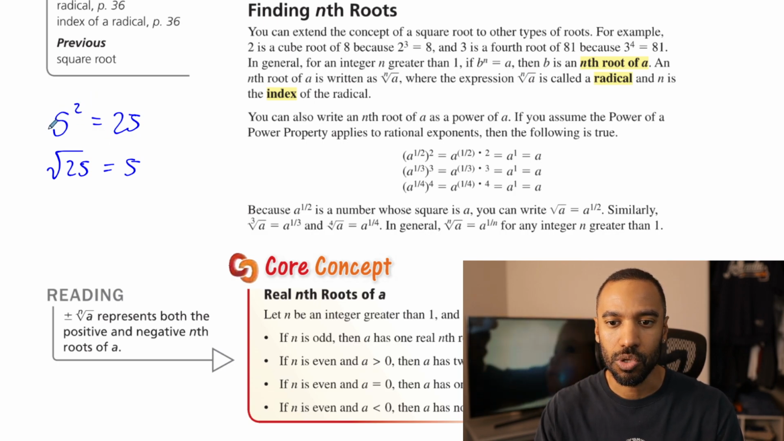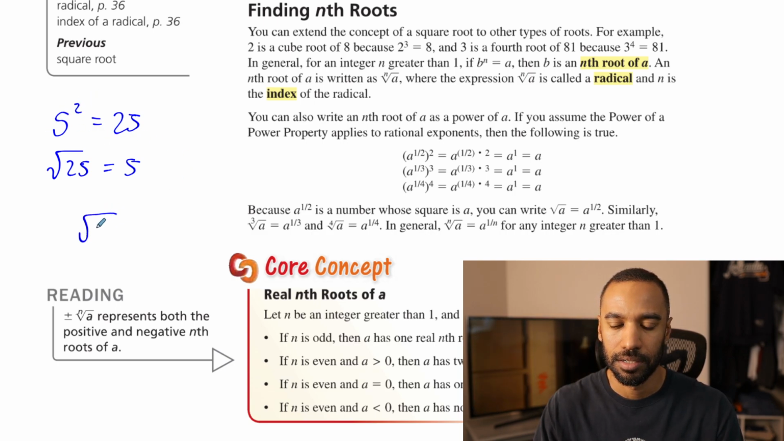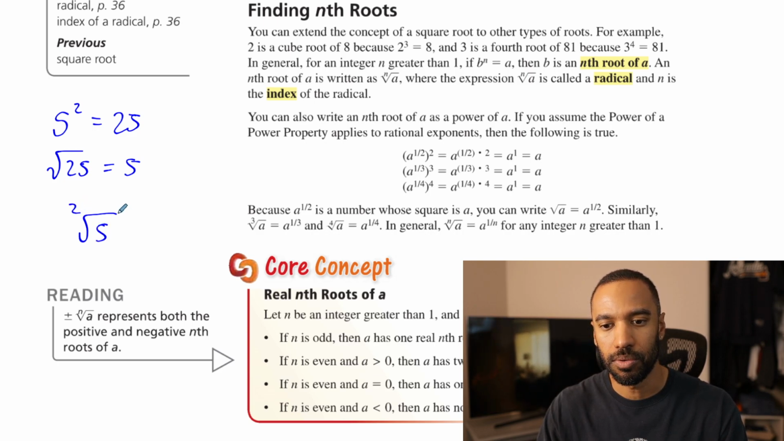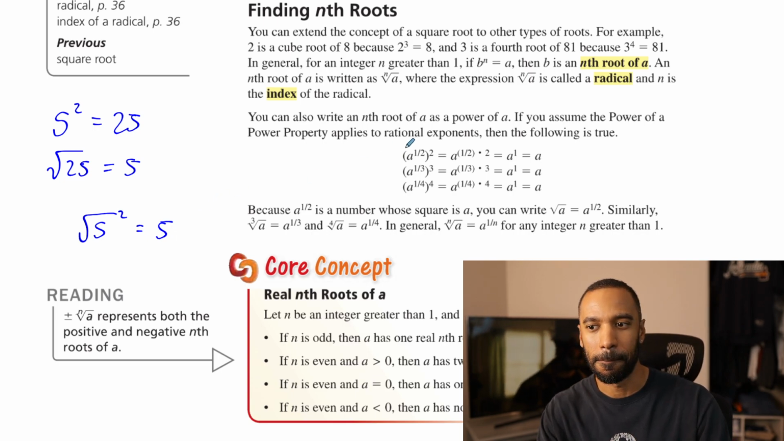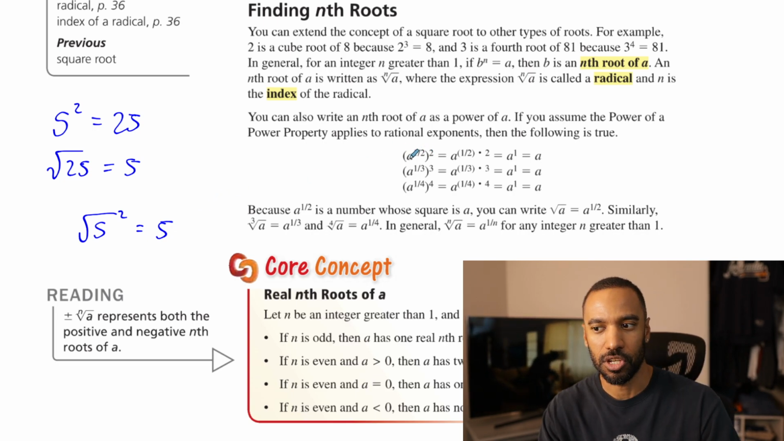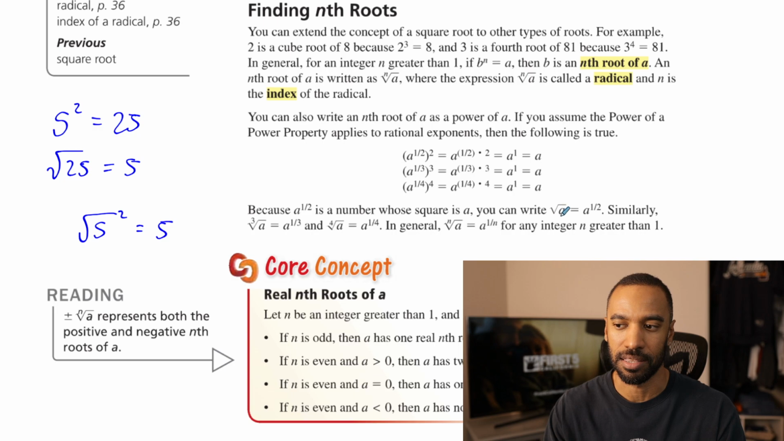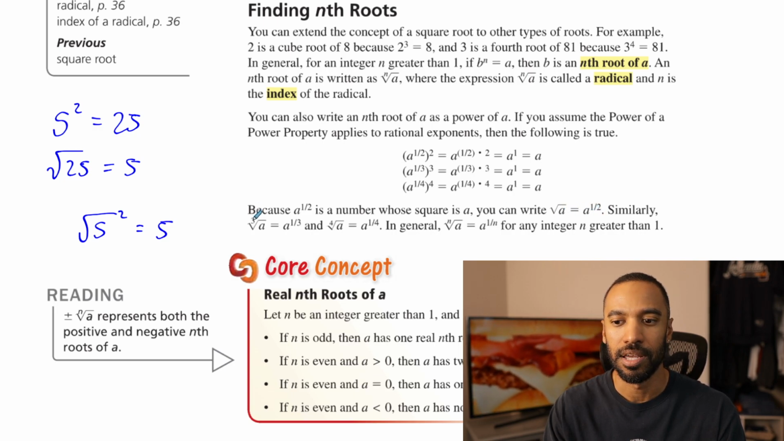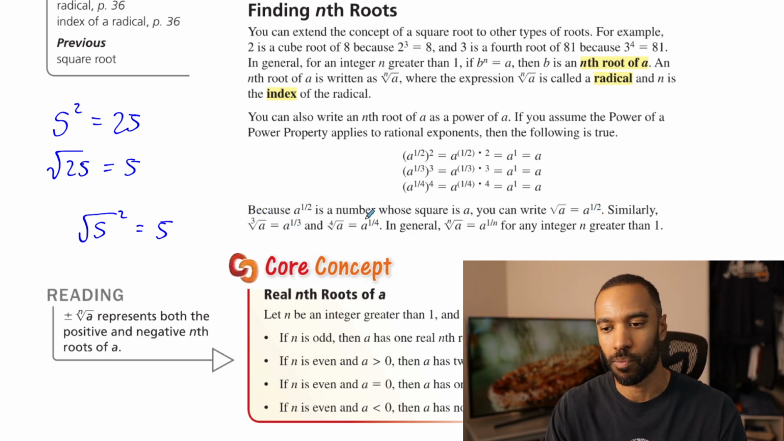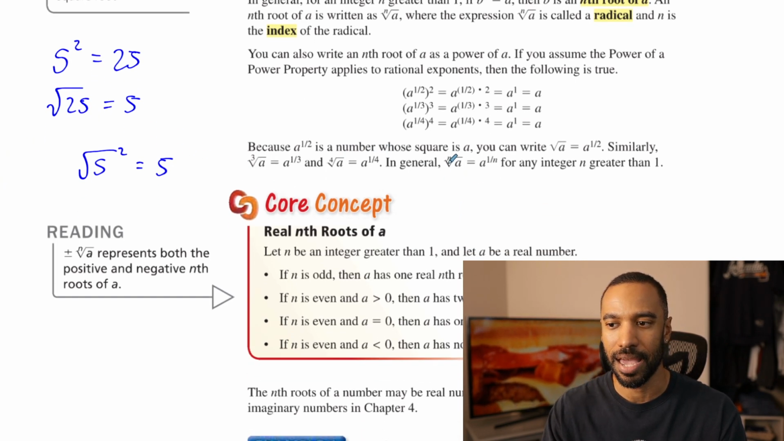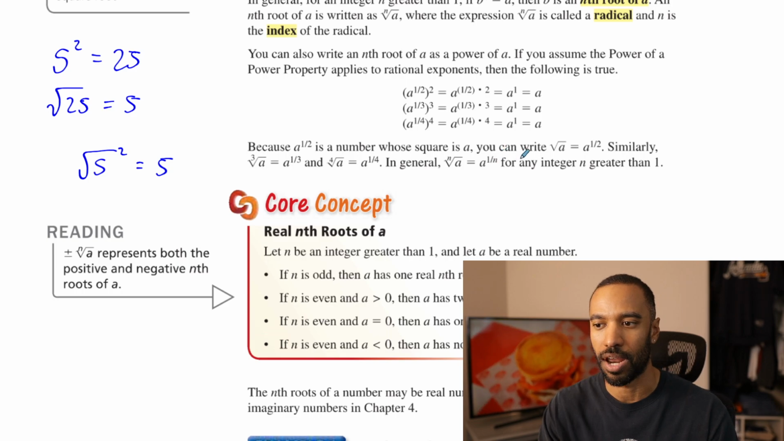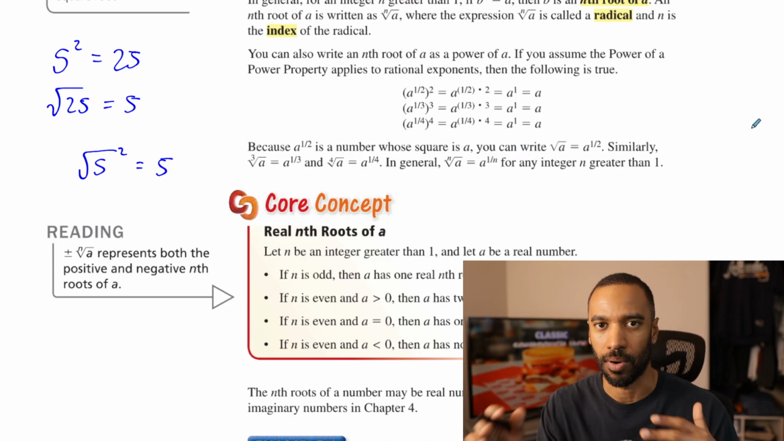You can square the square root of something to get that thing back out. Then it makes sense that a to the 1/2 is equivalent to the square root of a, and that's what they're saying. The square root of a equals a to the 1/2 power. Similarly, the cube root of a is a to the 1/3 power, and the fourth root of a is a to the 1/4 power. In general, the nth root of a is a to the 1 over n power for any integer n greater than 1.